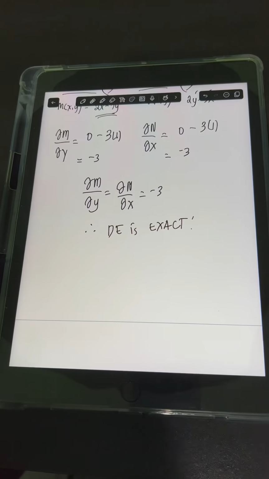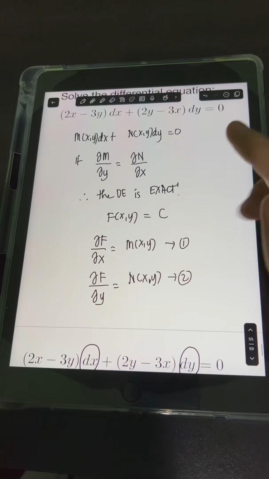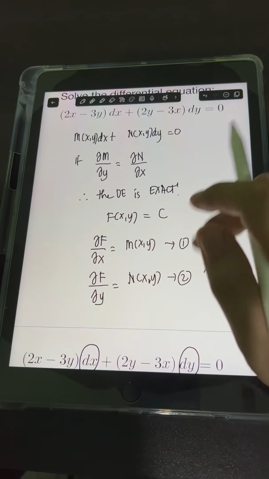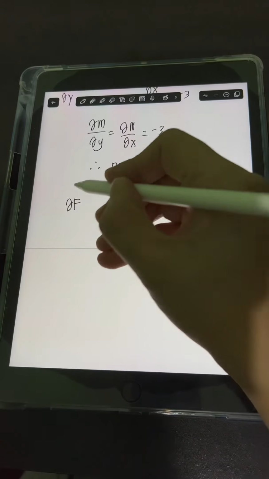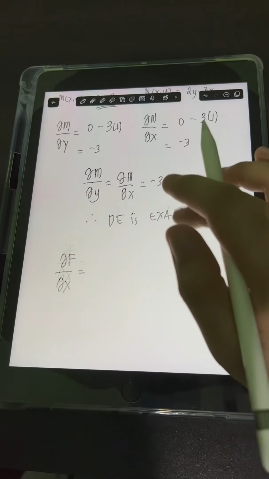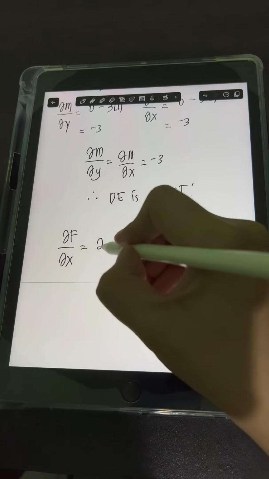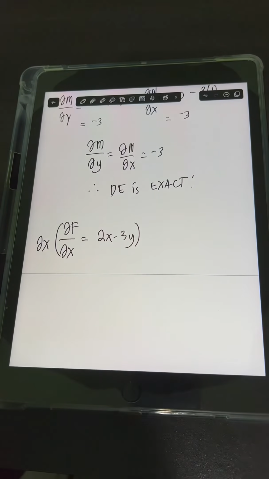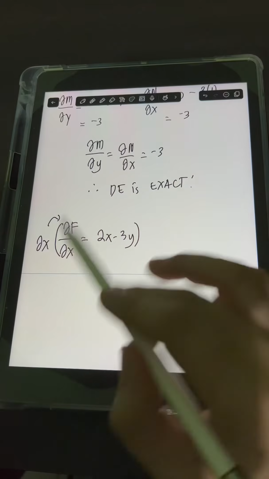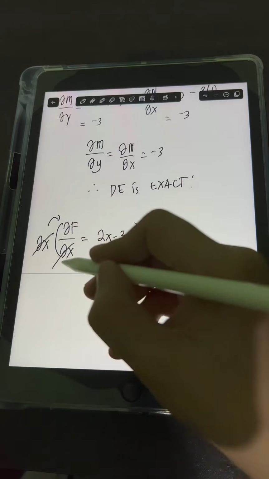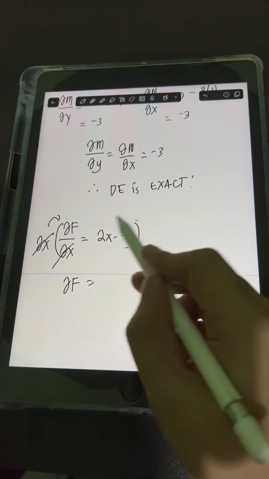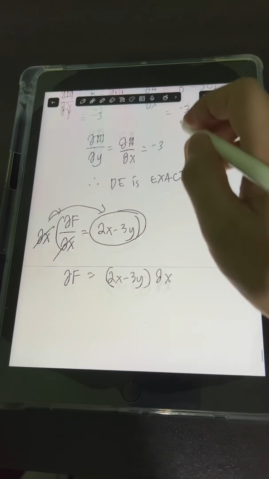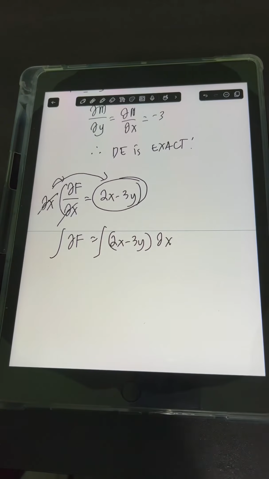To solve for this DE, we will apply the two conditions. The first one is the partial derivative of f with respect to x equals M(x,y). So we will have the partial derivative of f with respect to x equal to 2x - 3y. Multiplying both sides by dx to separate df from dx, for the left side, we can cancel out the dx, we will have df, and on the right side, we will multiply 2x - 3y by dx.